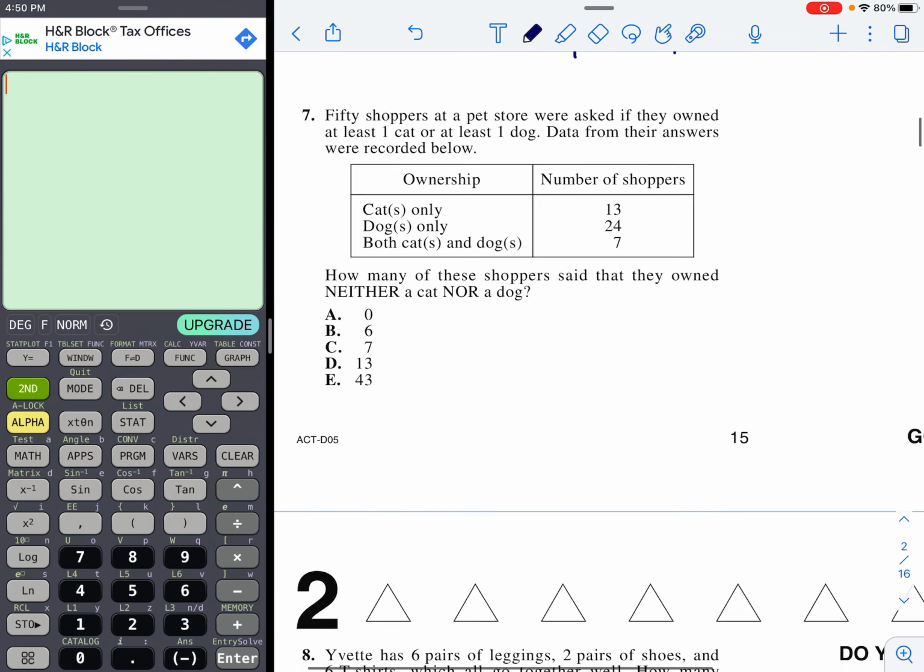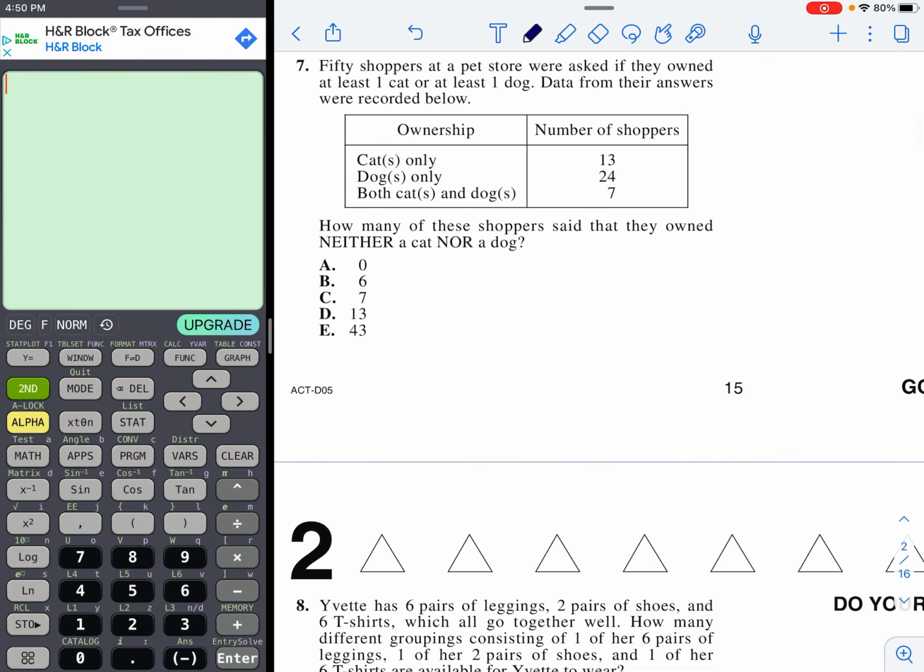Question number 7, 50 shoppers at a pet store were asked whether they owned at least one cat or at least one dog. So we are looking at a Venn diagram here. We've got 3 things that we know. We know the cats only, we know the dogs only, and we know the both. There's 13 that are only cats, there's 24 that are only dogs, and there's 7 that have both.